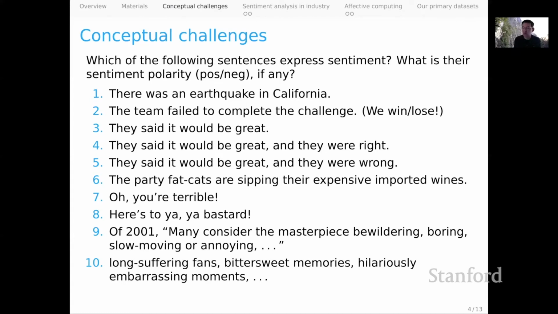And we could also extend that to sentiment like long-suffering fans, bittersweet memories, hilariously embarrassing moments. These are things that are going to blend positivity and negativity and all sorts of other emotional dimensions in ways that just make sentiment analysis very difficult to do reliably.